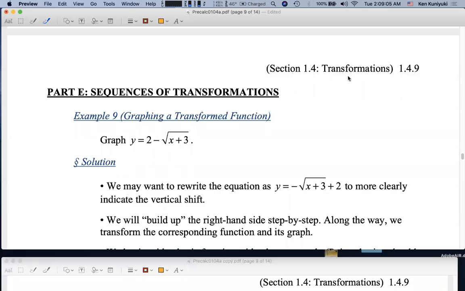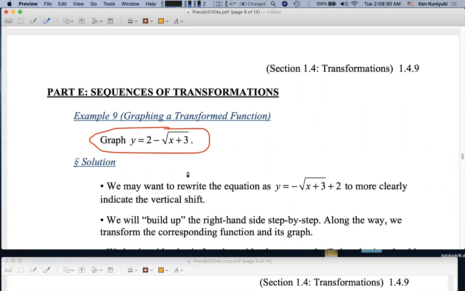Hi everyone, let's apply a sequence of transformations, and this is related to the idea of compositions of functions later in section 1.6. Let's graph something like this. You have the power to do this without having to do too much point plotting. Graph y equals 2 minus the square root of the radicand x plus 3.